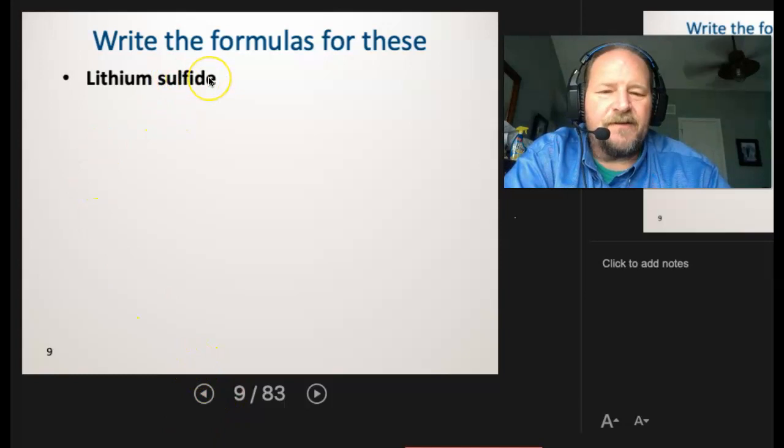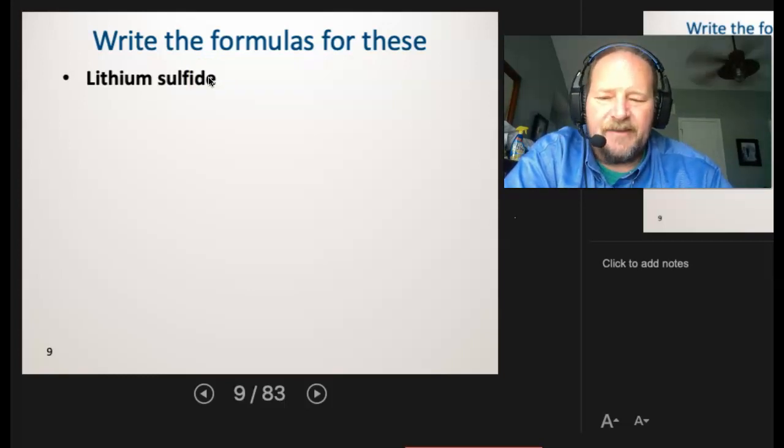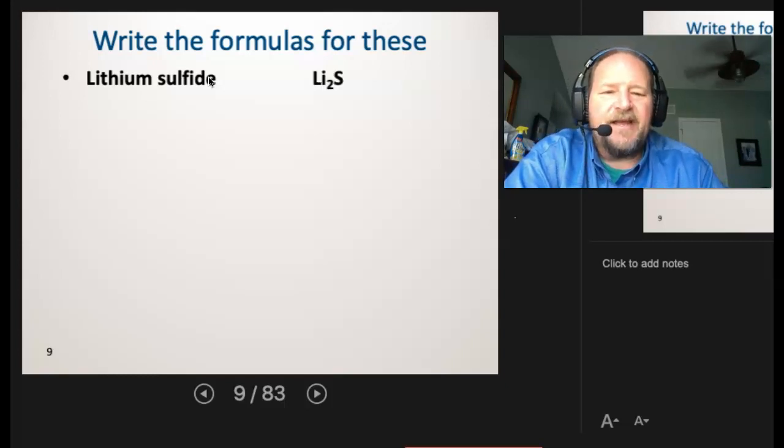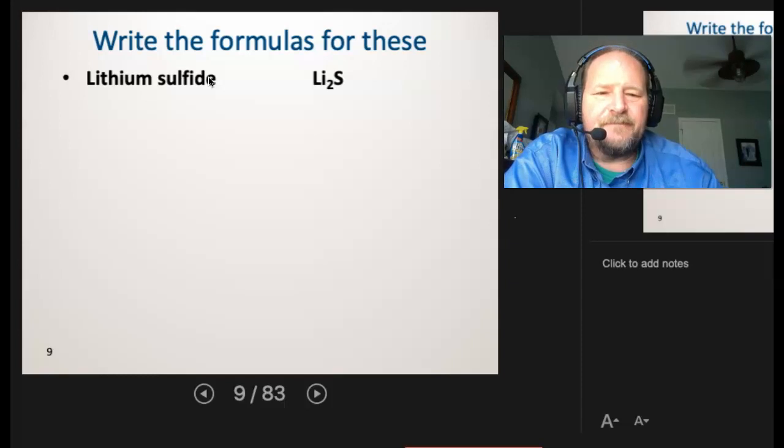Sulfide we know is sulfur. That's in group 6A, and that's a negative 2. So in order to get those to balance out, I can either crisscross them, or I can simply add them together and then figure out which subscripts to add. But either way, I end up with Li2S.